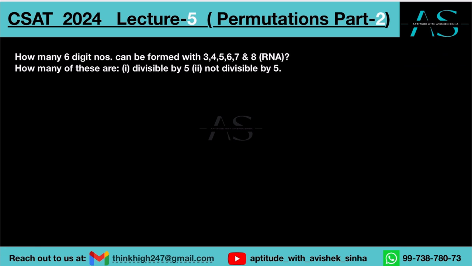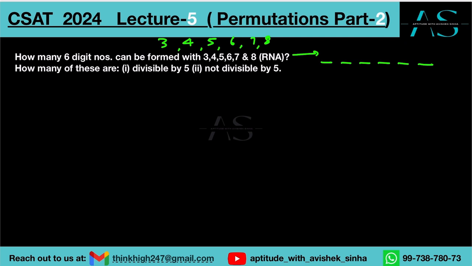How many 6-digit numbers can be formed using the digits 3, 4, 5, 6, 7 and 8? Repetition not allowed. Okay, let's solve for repetition not allowed. 6-digit numbers: 1, 2, 3, 4, 5, 6. What are the options? The options are 3, 4, 5, 6, 7, 8.